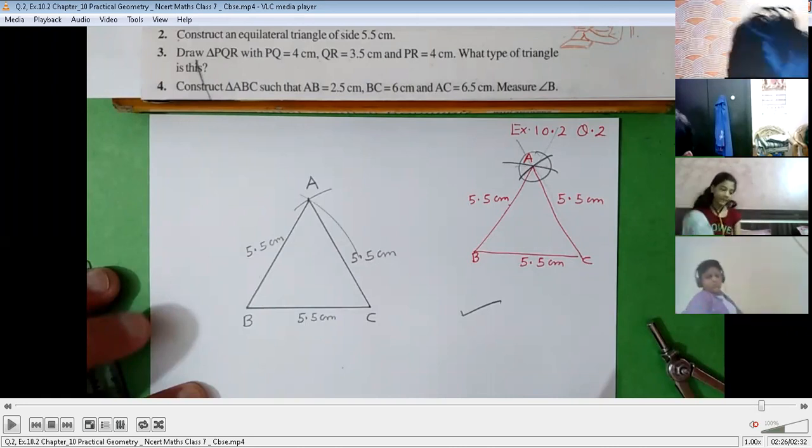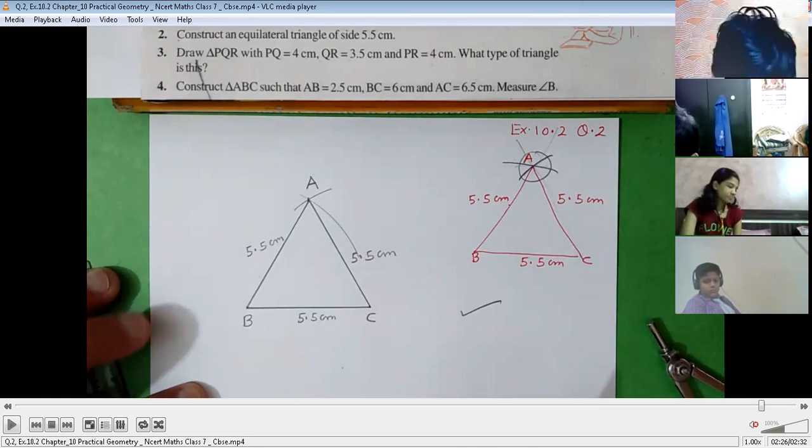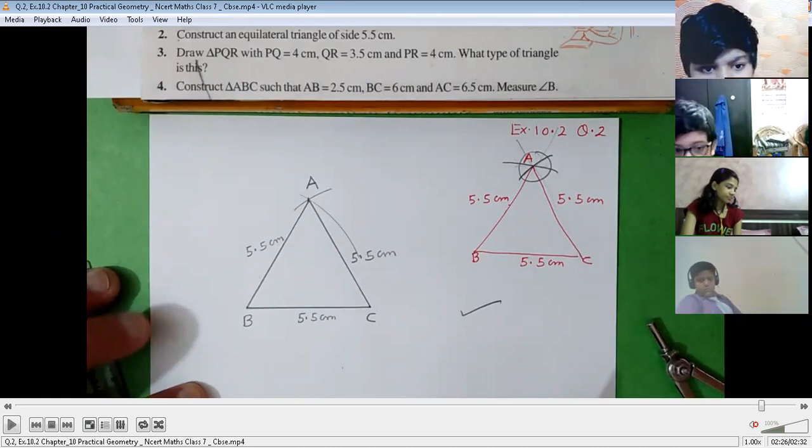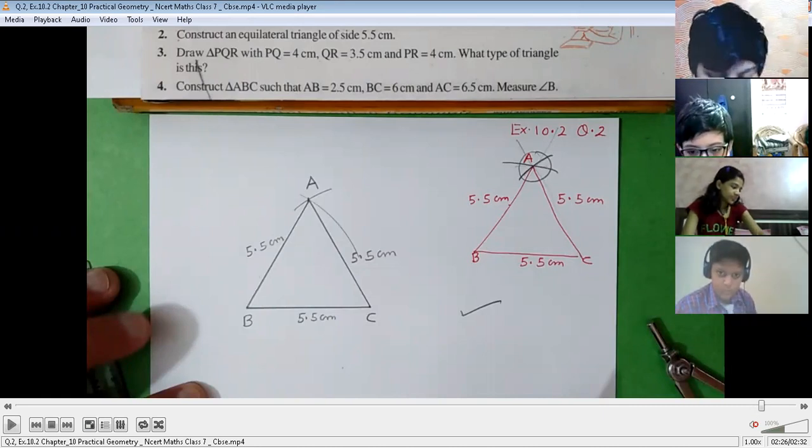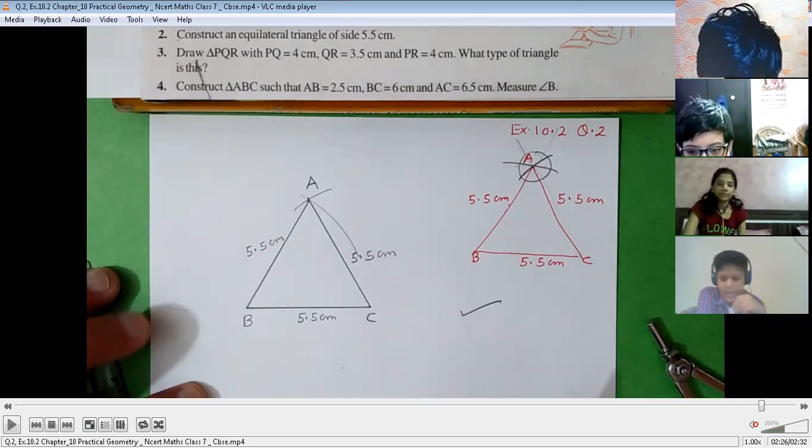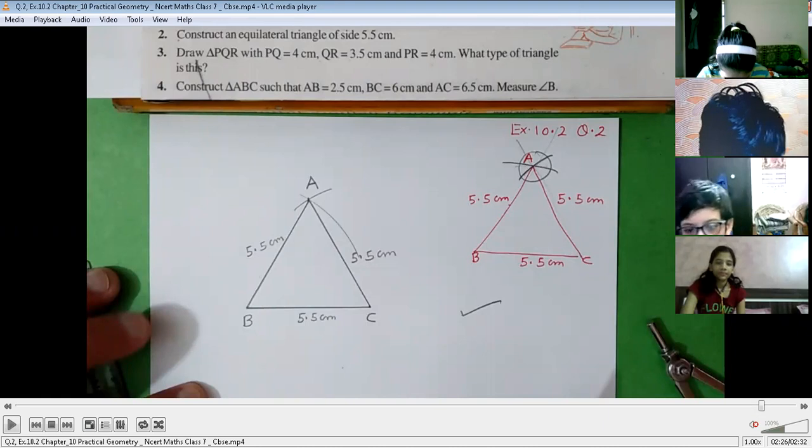Draw a line segment BC equal to 5.5 centimeters. This is step 1. Okay. Can you tell me the second step? Yes, ma'am. With C as center and radius 5.5 centimeters, draw an arc.